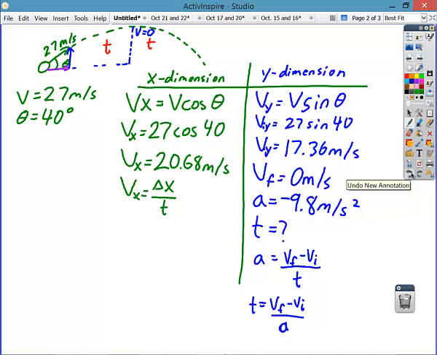So we're going to find time. Okay, time is equal to VF, which is how much? Okay, so 0 minus 17.36 divided by negative 9.8. And you see these are two negatives, right? This 0 goes away. So a negative over a negative is equal to a positive.